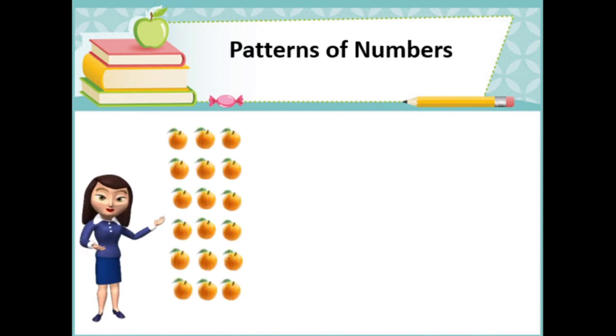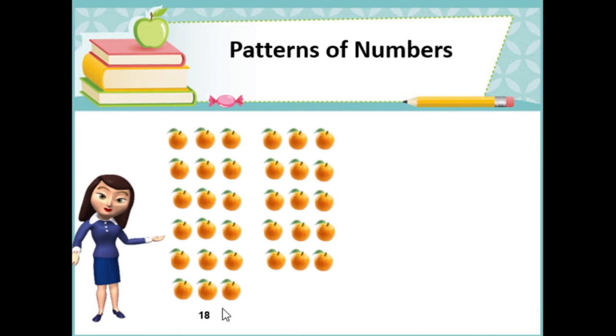We have how many oranges this time? Let's count. 1, 2, 3, 4, 5, 6, 7, 8, 9, 10, 11, 12, 13, 14, 15, 16, 17, 18. We have 18 oranges. How about this?